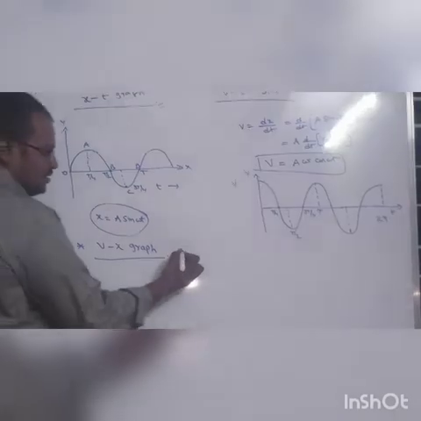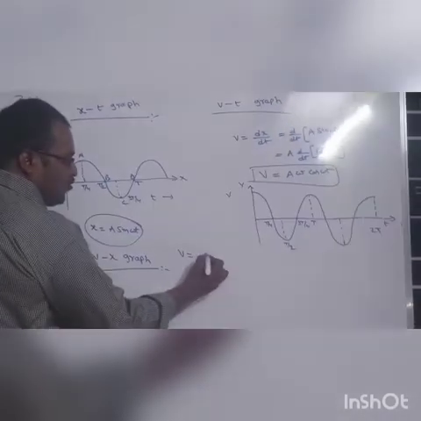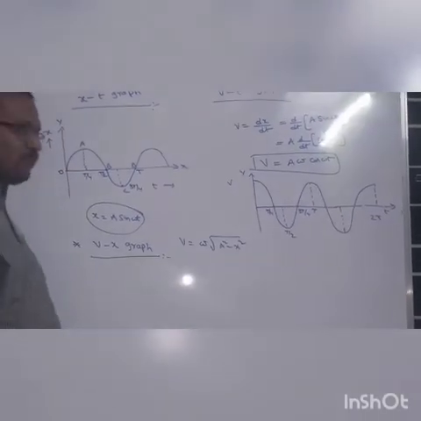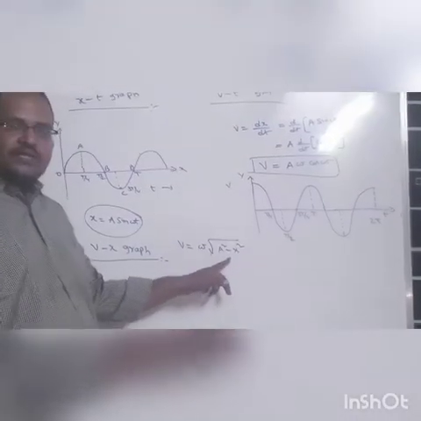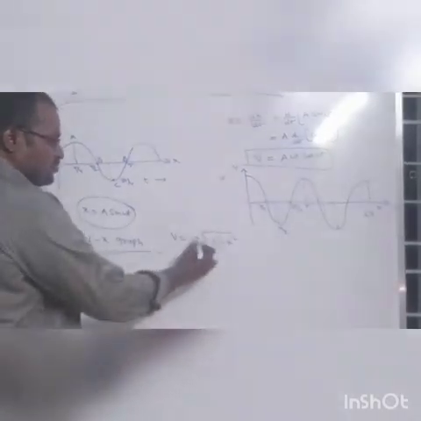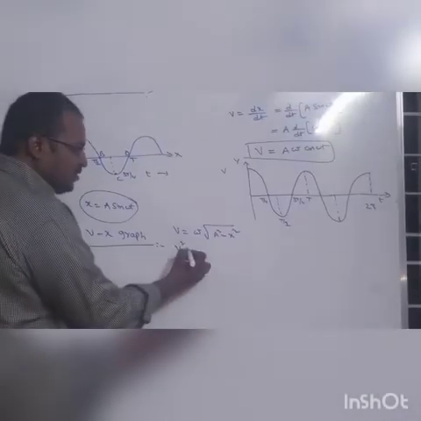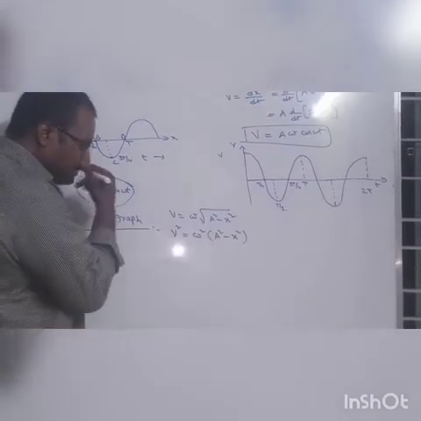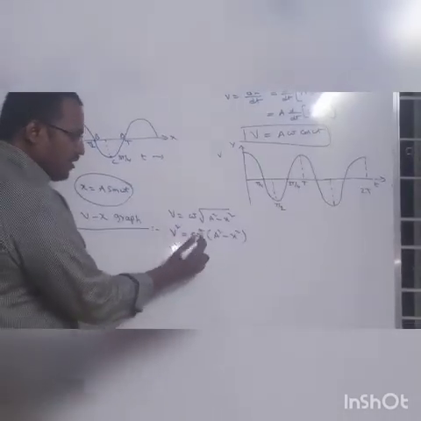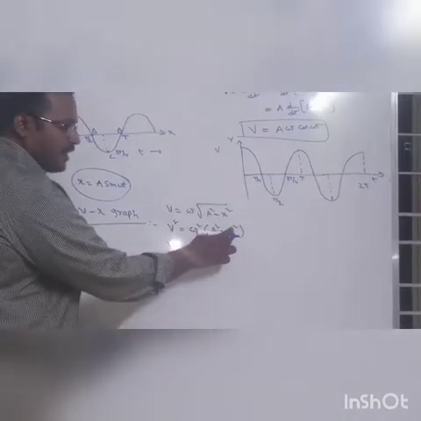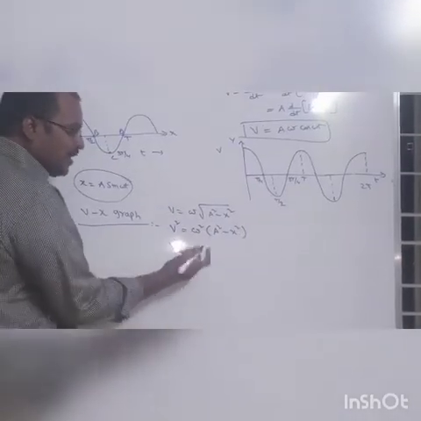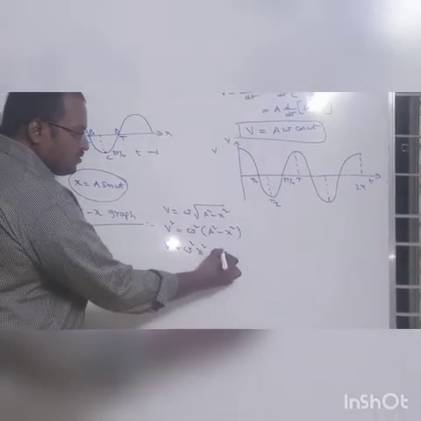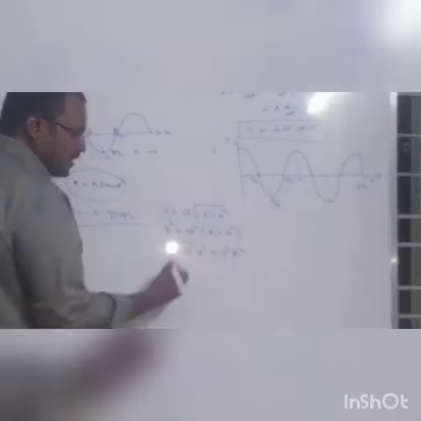See this one. We know that velocity v equals omega into root over a square minus x square. Now squaring on both sides, we will get v square equals omega square into (a square minus x square). So now we will get omega square a square minus omega square x square. Now we can bring it to the LHS. We will get v square plus omega square x square equals omega square a square.